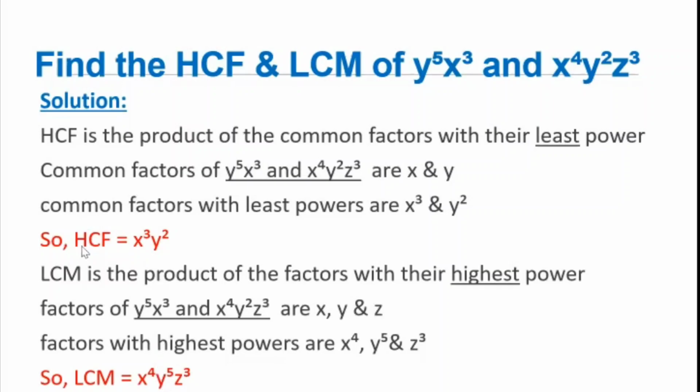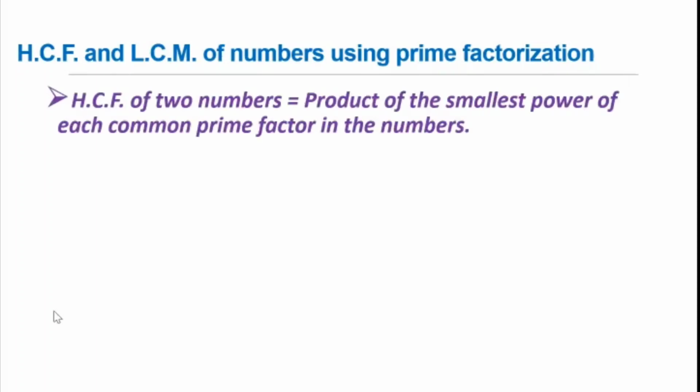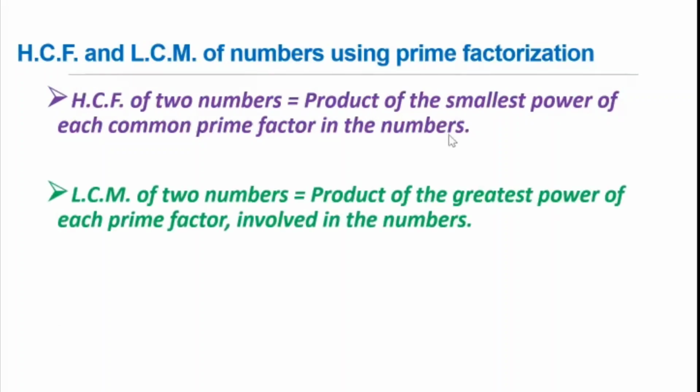So I hope this concept is clear. When we are saying 1 mark question is expected, this might come for 1 mark. So these are the few things you need to keep in mind while finding out the HCF and the LCM. Just let's revise them. HCF of two numbers is the product of the smallest power of each common prime factor in the numbers. Likewise, LCM of two numbers is equal to the product of the greatest power of each prime factor involved in the numbers.